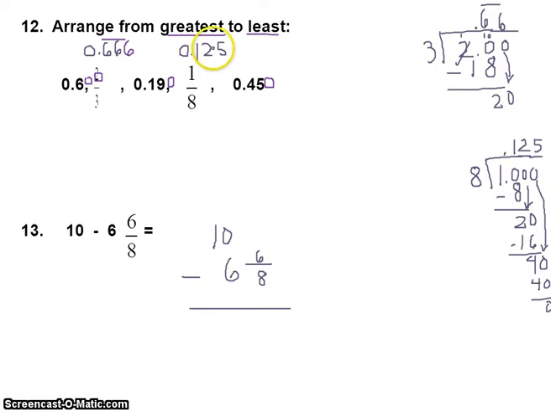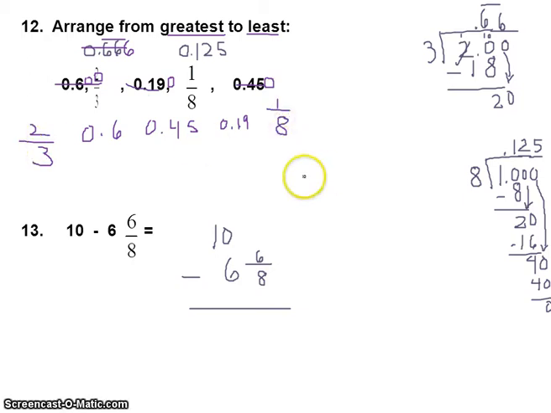So now I can go ahead and arrange from greatest to least, and this is my greatest number, which happens to be 2/3, and then this is my next largest number, because I'm looking at my apples to apples, if you remember that, and then this is my next number, and then 19 hundredths, and then 1/8. So these are my numbers arranged from greatest to least.